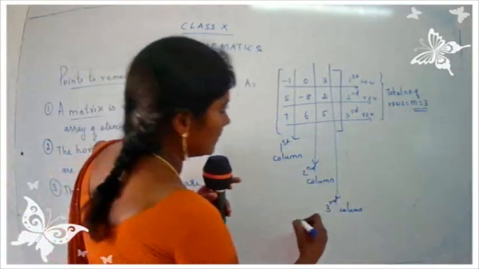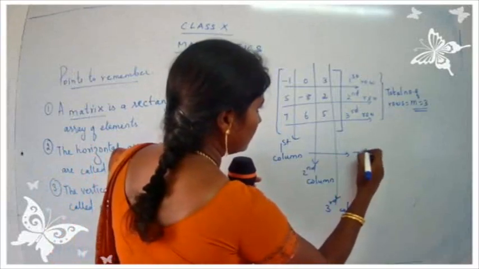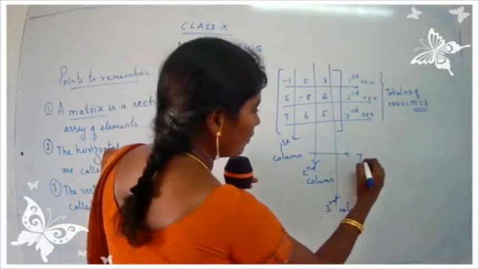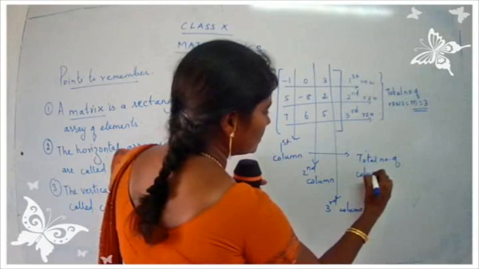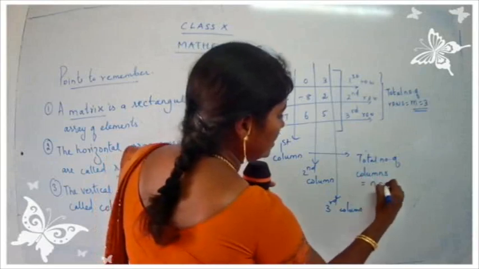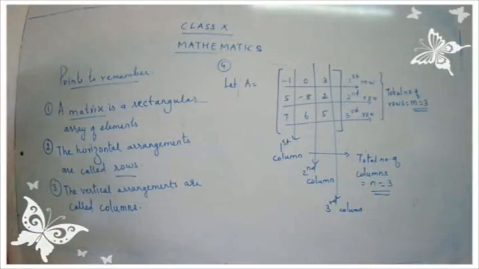How to read this? These are the columns, total number of columns. Total number of columns is equal to n is equal to 3. So you write down the columns as n. And what is the total number of n? 3. We have 3 columns, so you have to write down as 3. Okay, taken down? Okay, good.